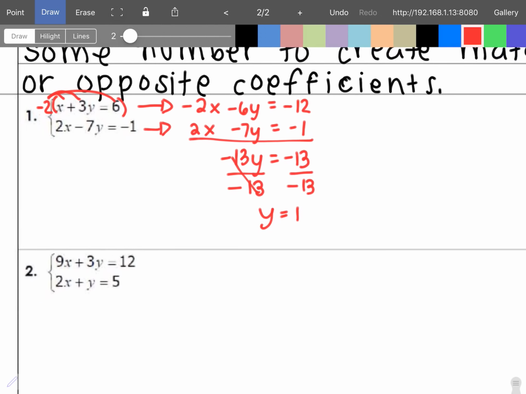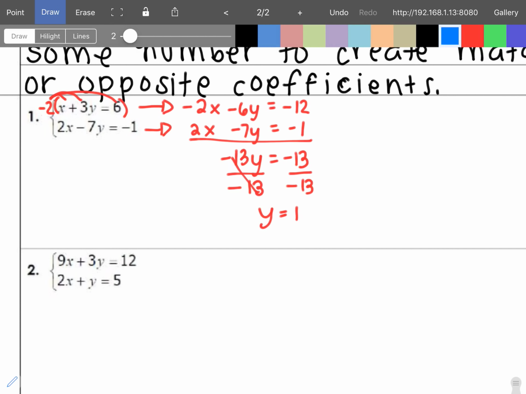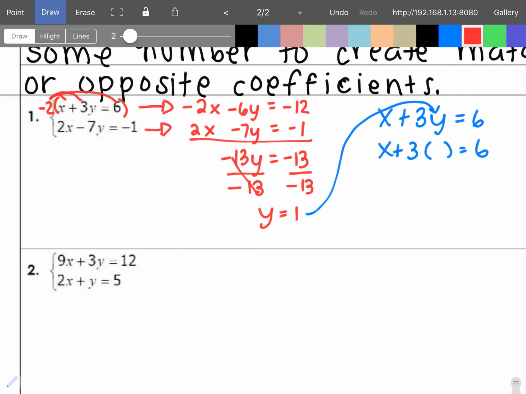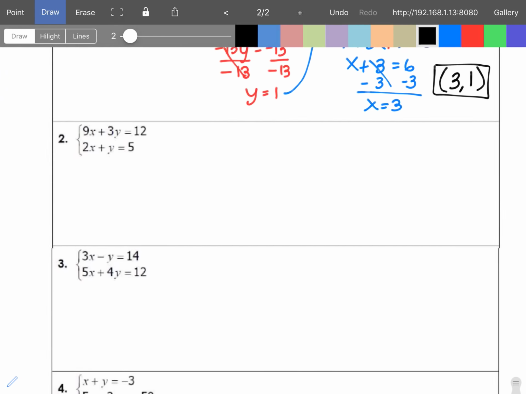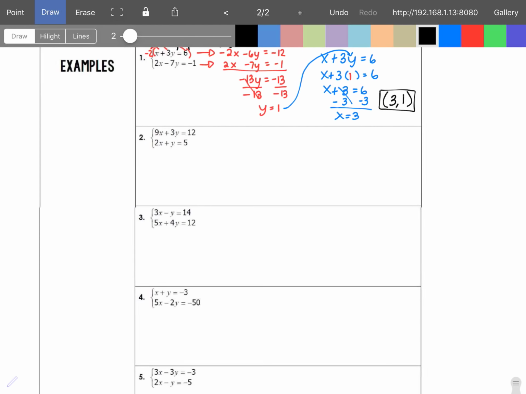Now I'm going to plug in. I'm going to use my top equation just because I feel like it. Doesn't matter which one you use. Plug in y is 1, so x plus 3y, I just solved, was 1. So x plus 3 equals 6, x equals 3. So x comma y is your answer. So my answer is x comma y, 3 comma 1. Not too bad, I hope.